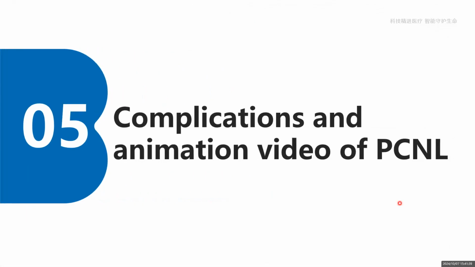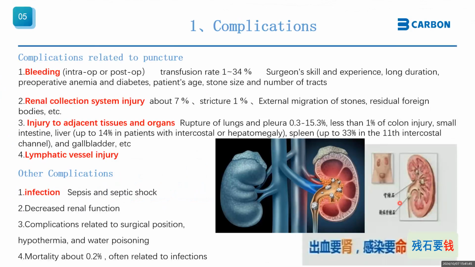Okay, complications and the animation video of PCNL. For the PCNL complications, there are two kinds of complications. The first one is puncture-related complications. The first is bleeding, intraoperative or postoperative bleeding. And if there is bleeding, the transfusion rate is 1 to 35%. And why is this range so wide, so big?